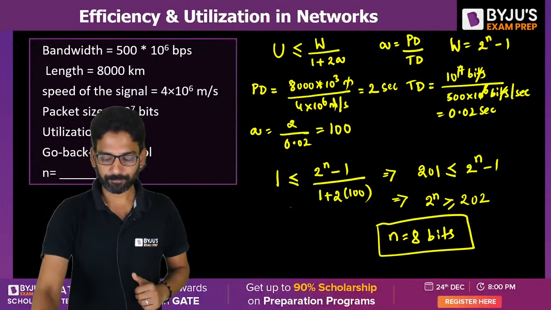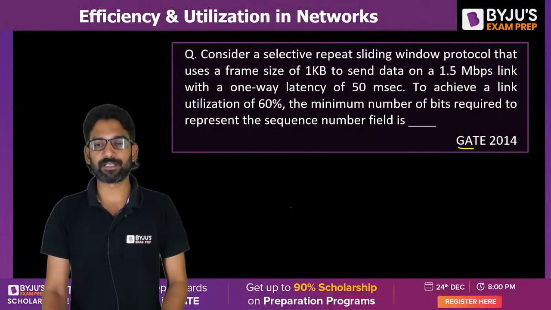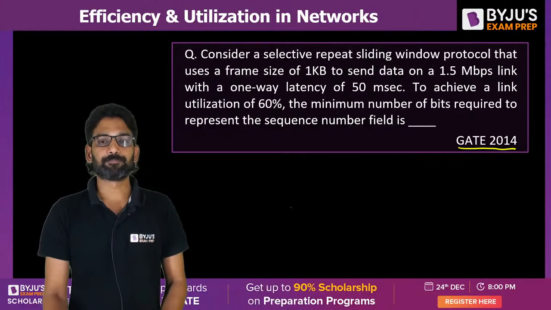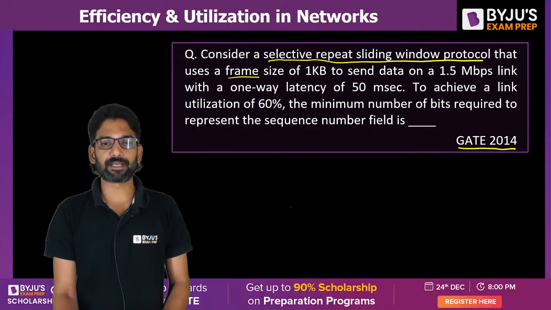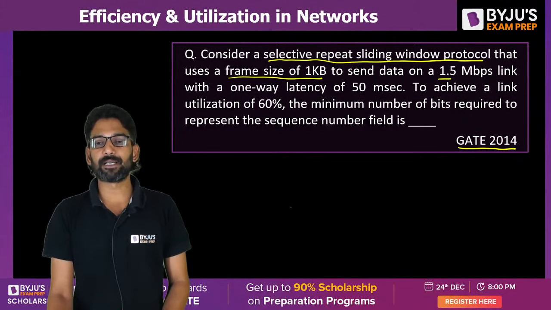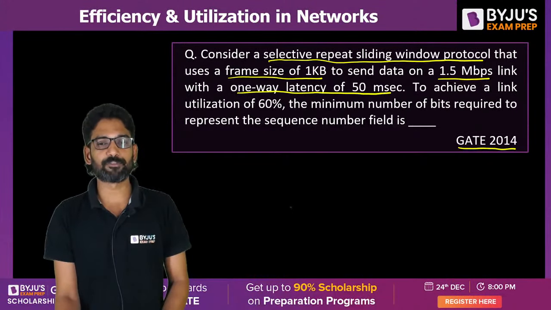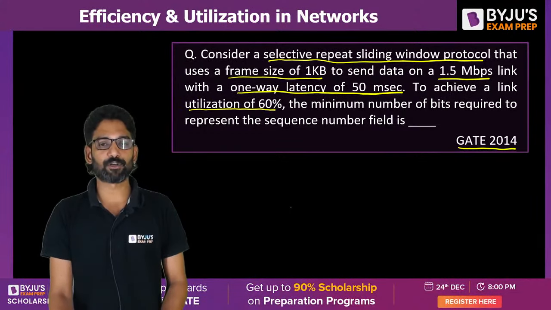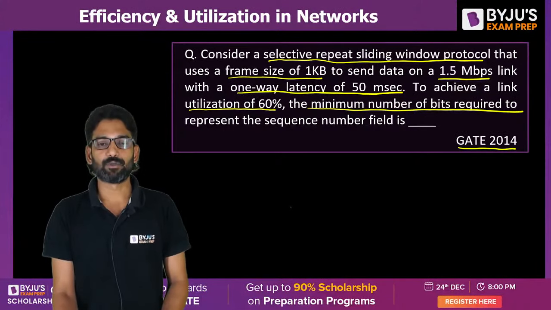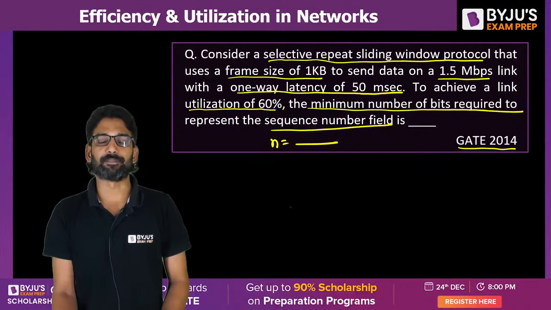All right. Next question. 2014 GATE question is here. Consider a selective repeat sliding window protocol that uses frame size of 1 KB to send data on 1.5 Mbps link with one-way latency of 50 milliseconds. To achieve a link utilization of 60%, the minimum number of bits required to represent sequence number field. That means again we want small n.